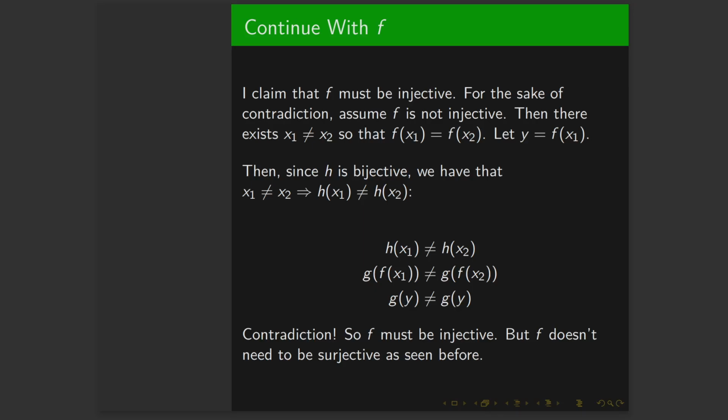But then since f of x1 is equal to f of x2, which is equal to y, we get that g of y is not equal to g of y. That's a contradiction, since functions only map to one element. There's no way that this could be true. Thus, f must be injective. But once again, f doesn't need to be surjective as we saw before.